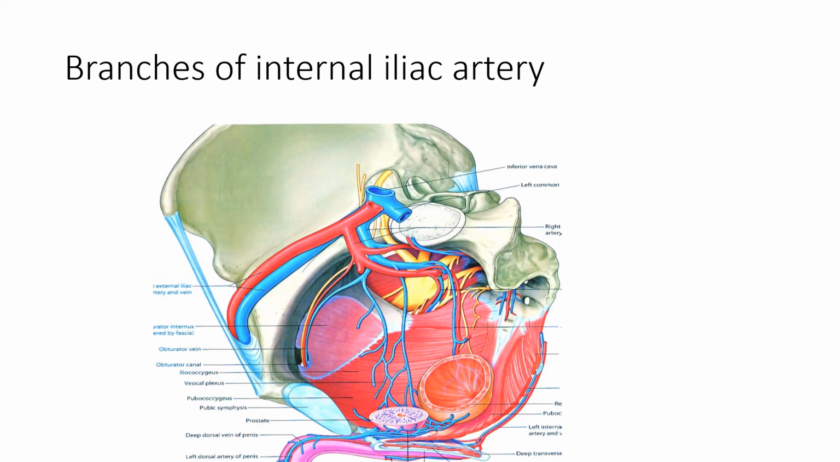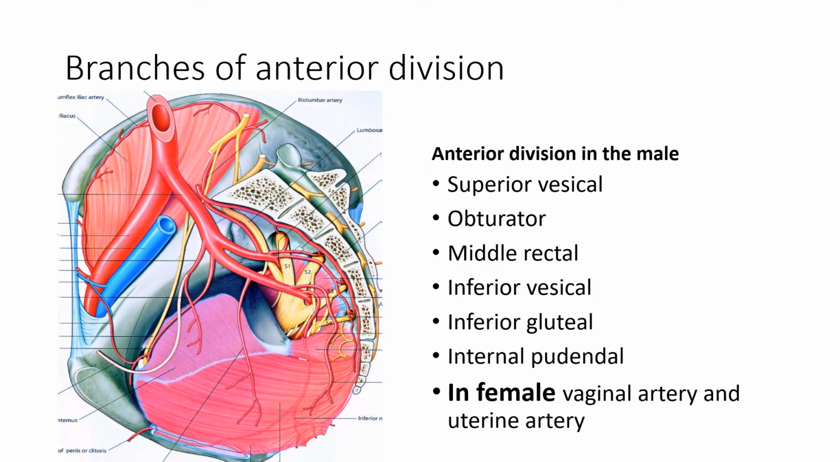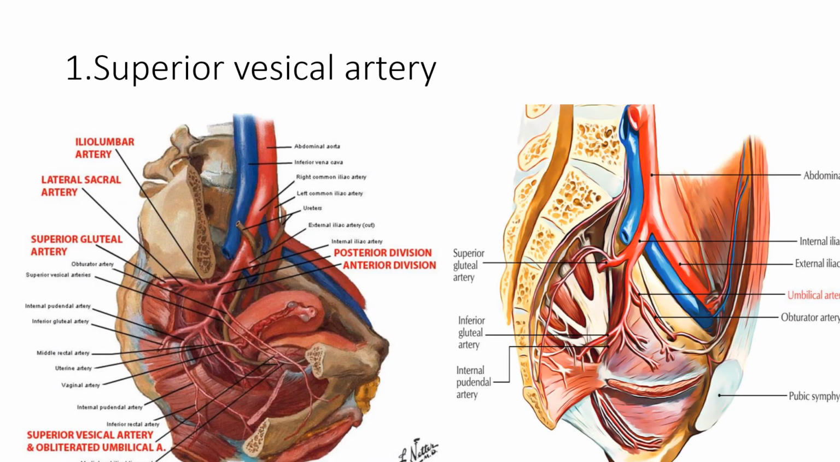First, the obliterated umbilical artery. In the anterior division, there is, in males, the superior vesical artery, obturator artery, middle rectal artery, inferior vesical artery, inferior gluteal and internal pudendal, and in females there are the vaginal artery and uterine artery. These are the anterior division of the internal iliac artery. Now, the superior vesical artery. Here you can see this diagram. This is the superior vesical artery.